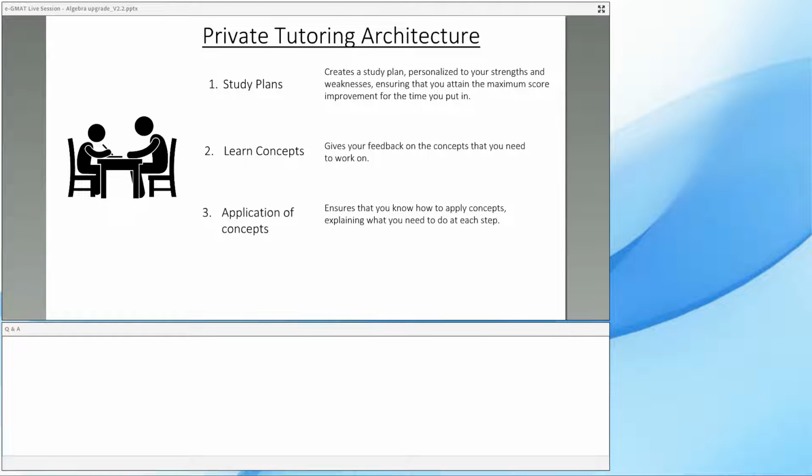When it comes to teaching application, that's where a good private tutor would, after teaching a bunch of concepts, teach you how to apply these concepts. So let's say in number properties, after teaching you even, odd, primes, and LCM, GCD, a good private tutor will teach you how to solve problems that combine these three concepts. And it'll tell you what you need to do in step 1, step 2, and step 3.